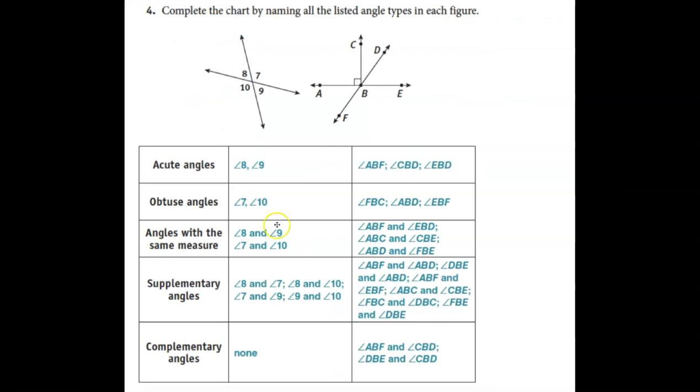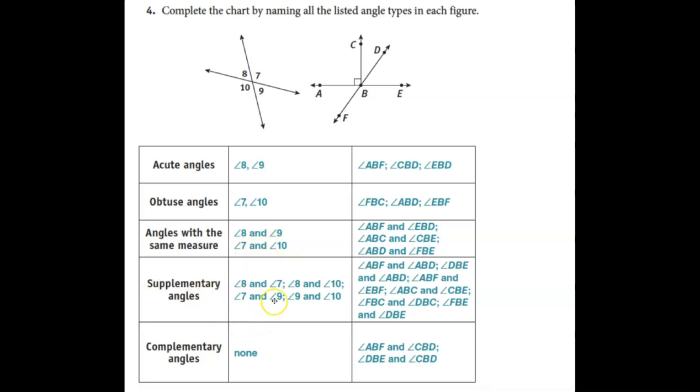Guys, let's take a look at this left side first. We already did the acute angles for the left picture. That means the obtuse angles are going to be 7 and 10. Those measurements are both bigger than 90 degrees. Acute angles are going to have the same measure and obtuse angles are going to have the same measure. So angle 8 and angle 9 have the same measure because they're acute, and angle 7 and angle 10 have the same measure because they're obtuse.